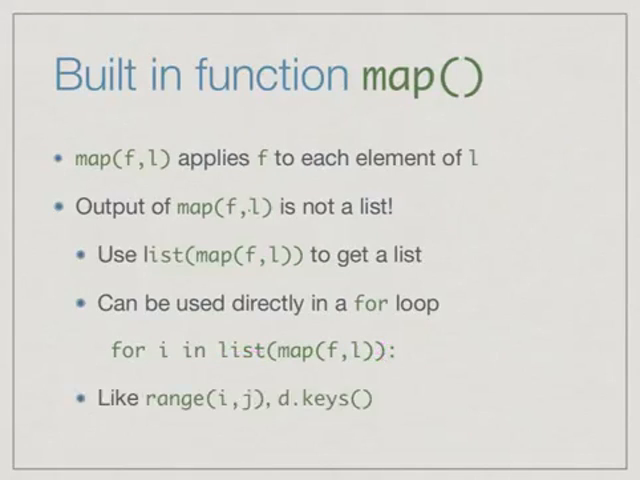And this is pretty much what happens with functions like range and d.keys and so on. So these are all things which give us sequences of values. These sequences are not actually lists. They can be used in for loops. Okay? But if you want to use them as lists and manipulate them as lists, you must use list to convert them from the sequence to the list format.